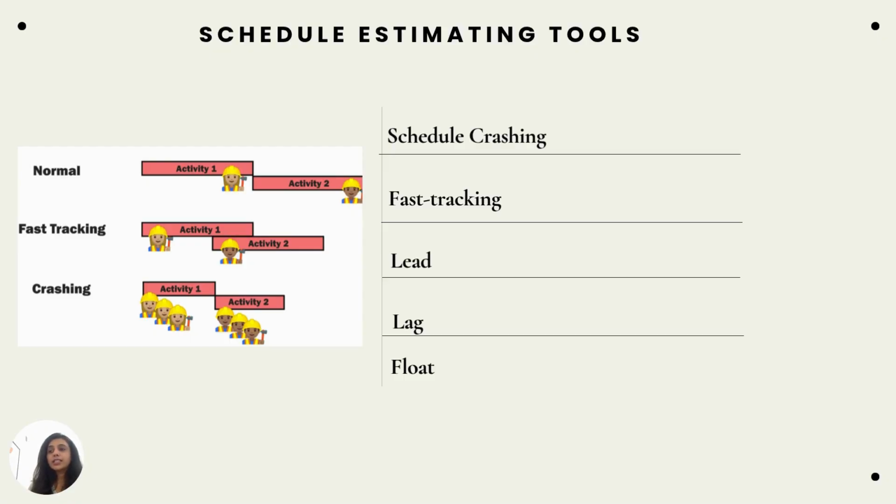Unlike fast tracking. Fast tracking is where we overlap the tasks that would normally be done in sequential order. Here, you are not adding more resources, but you are still trying to bring the end date of the project closer. Instead of doing tasks sequentially, you start them simultaneously.